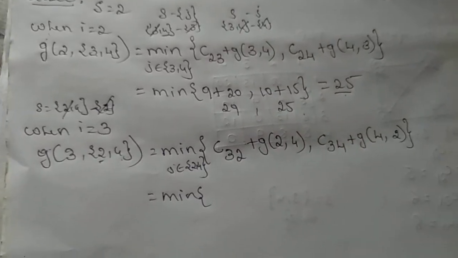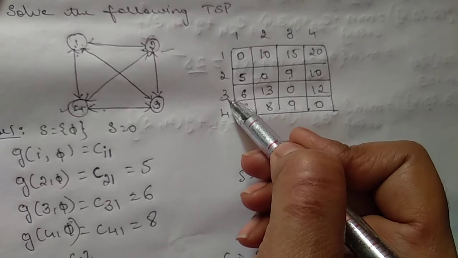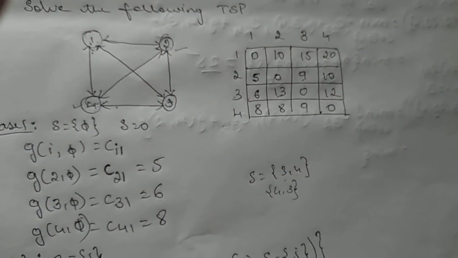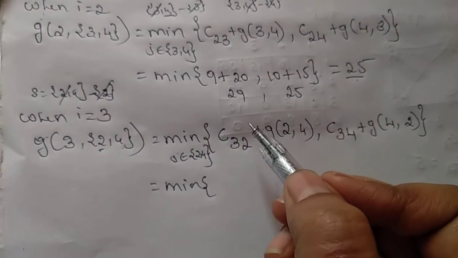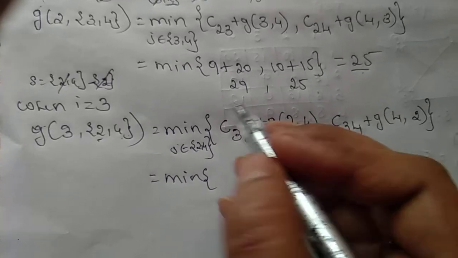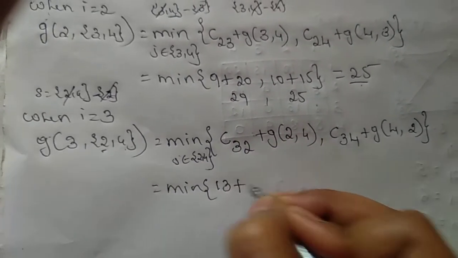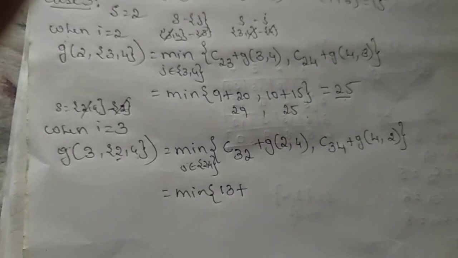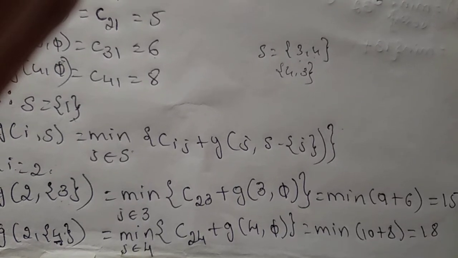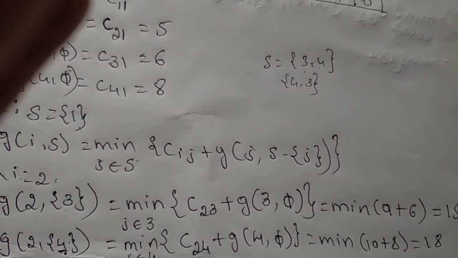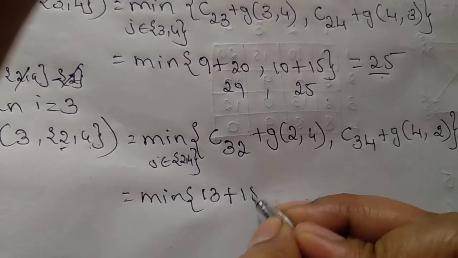Don't get confused, you have to go by the graph. See, from 3 to 2 it is 13, 3 to 4 it is 12. The same values I am taking. C of 3 to 2, what is the value? It is 13 plus G of 2, 4. G of 2, 4 we have calculated. See, G of 2, 4 we have calculated as 18. Take this value. So I'll take 18.